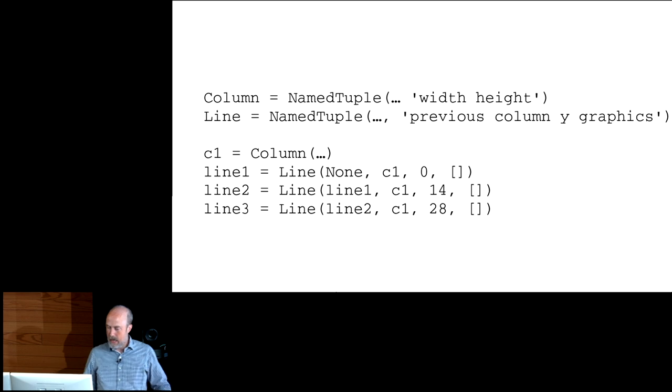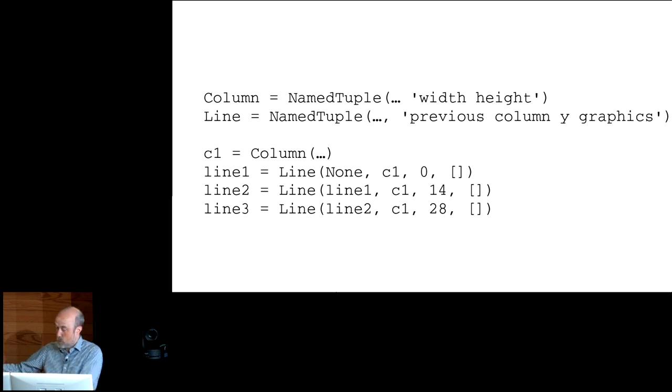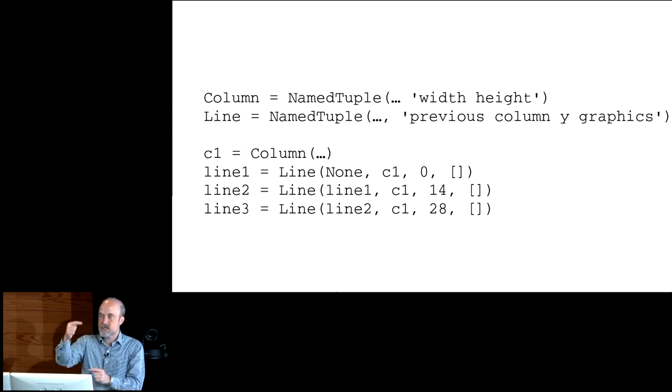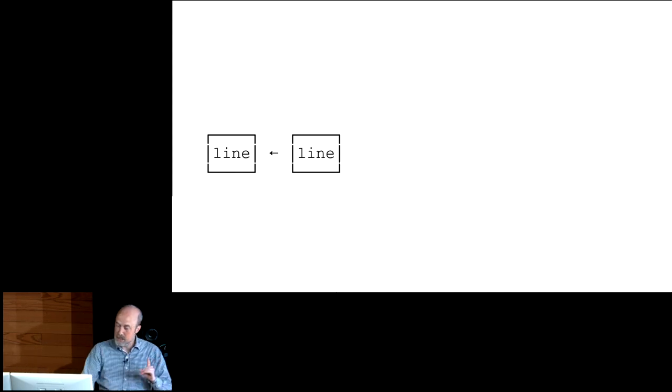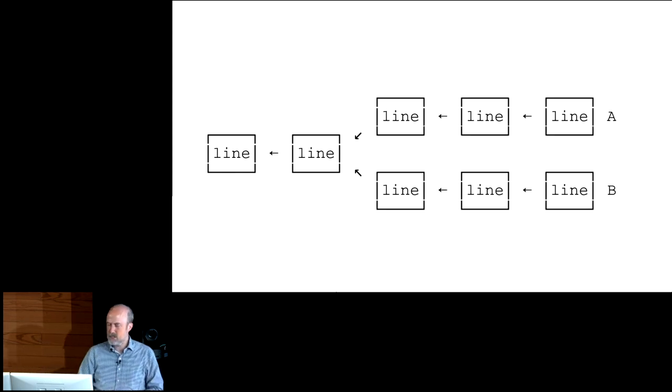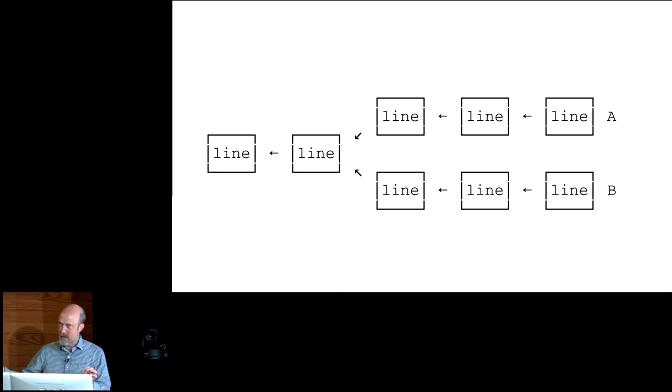I defined a line as not only belonging to a column, having a Y coordinate, and then having some graphics that, if you decide to keep the line, you draw on the page, but I gave it a previous attribute, which as I go down the page, I set each line's previous to the line above it, thus creating a linked list of lines.